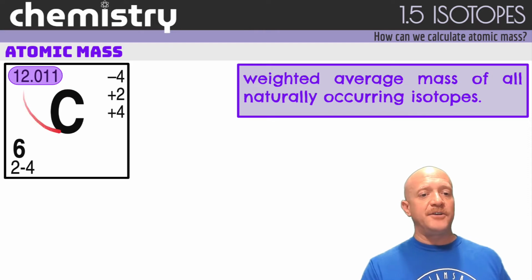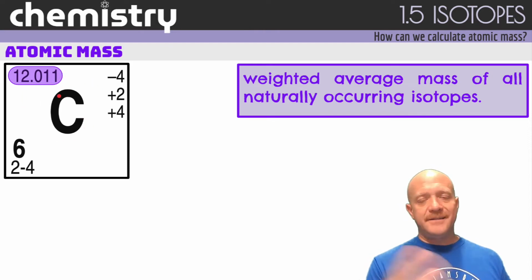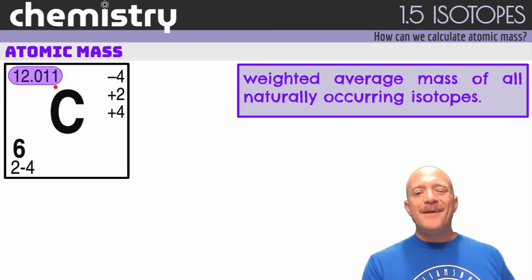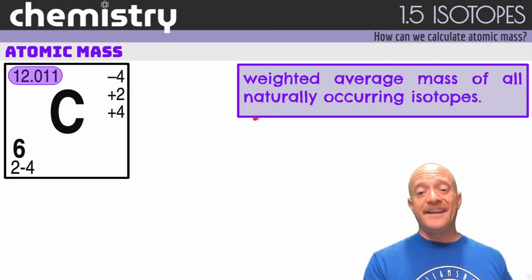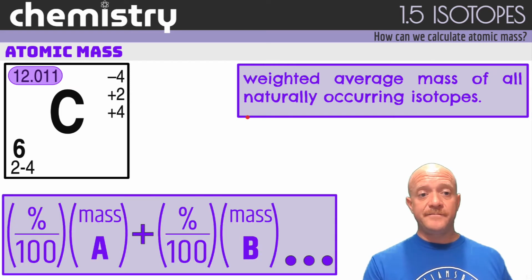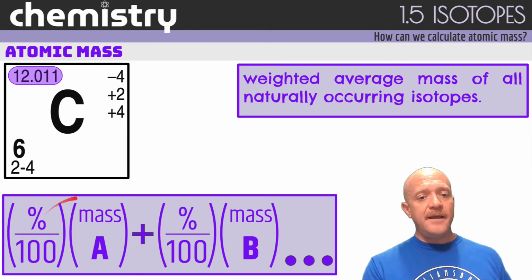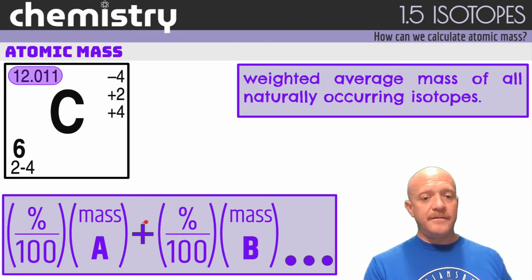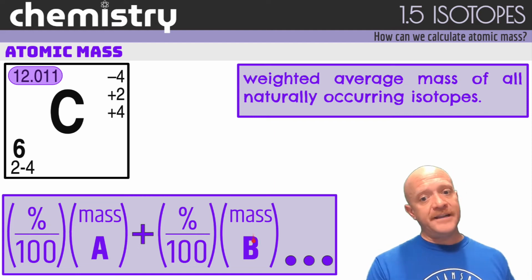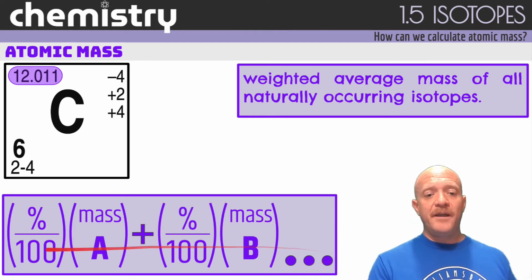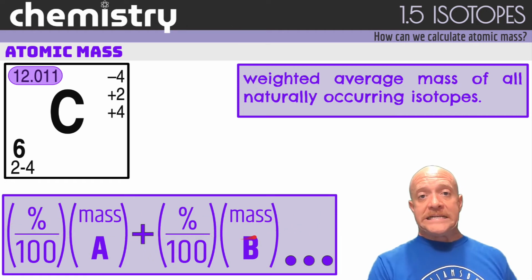You could make many isotopes of carbon by shooting little neutrons into the nucleus, and you could bring this mass up. It's not easy. But if it's not a naturally occurring one, then it doesn't get calculated into this atomic mass. So the formula you want to use is the percent over 100, because that's how you do percent, times the mass of isotope A, plus the percent over 100 times the mass of isotope B, and so on and so forth. Sometimes you'll have 3 or 4 different isotopes that you have to add up. That's why there are these ellipses. Write this down. This is important.